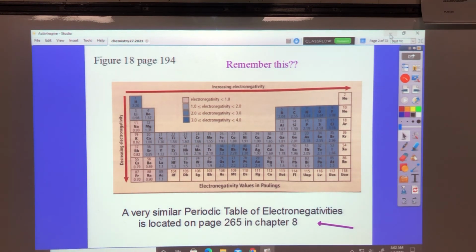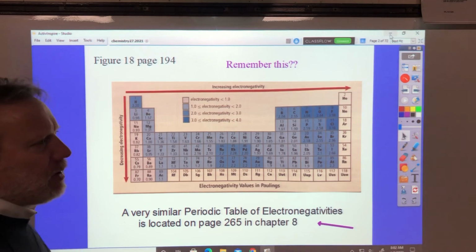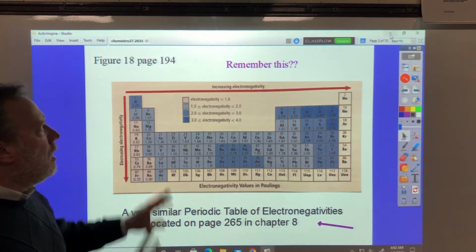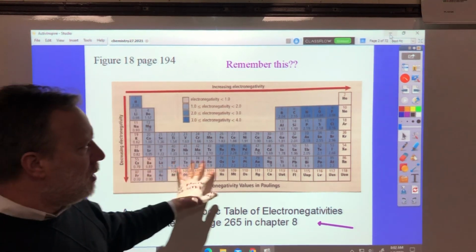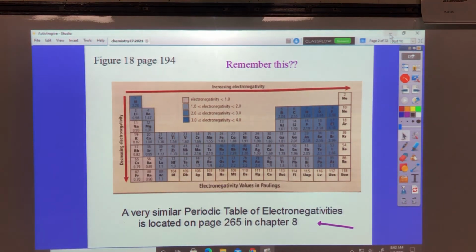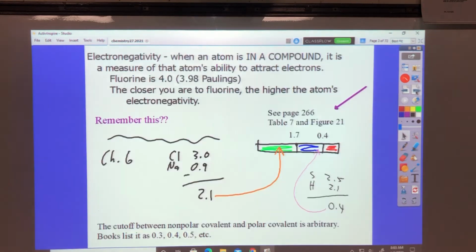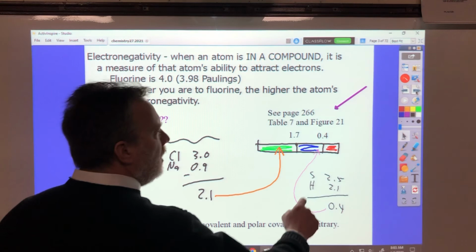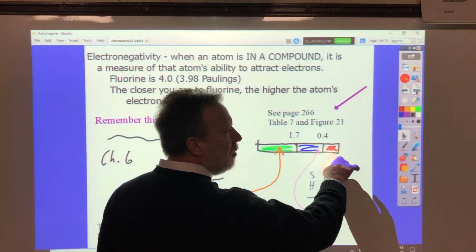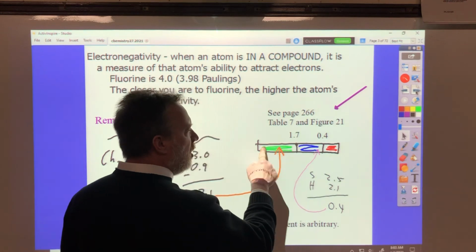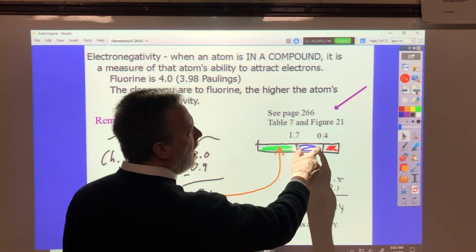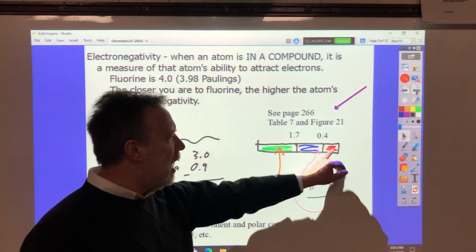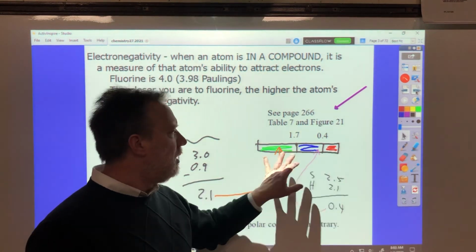I want to throw all the stuff together for the rest of the chapter, which I've already been doing anyway. There is, from a previous chapter, figure 18, page 194, this periodic table of electronegativities. You need to use that to calculate dipoles, because anything under 0.4 is nonpolar, anything over 1.7 is ionic, and anything between about 0.4 and about 1.7 is polar covalent. So nonpolar covalent, polar covalent, and ionic.